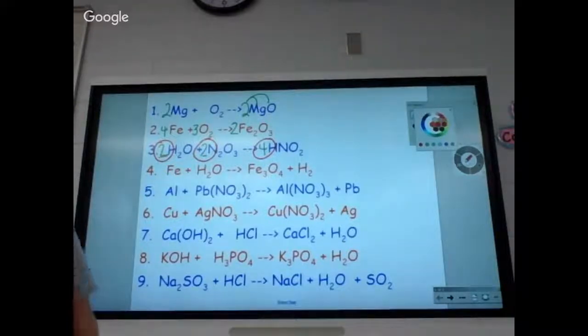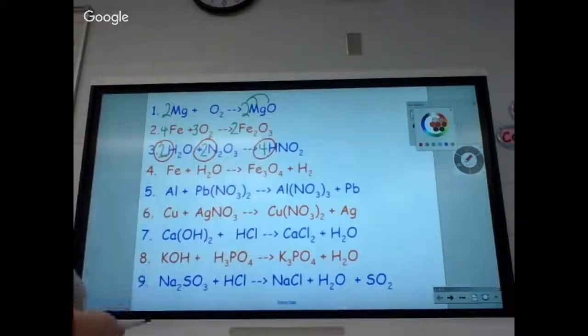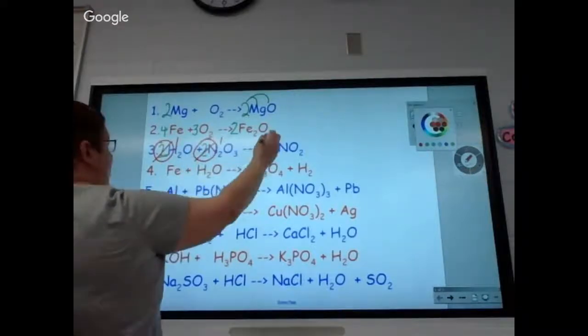Now, you only reduce if all the coefficients can reduce by the same number. So that 2, that 2, and that 4 can all be reduced by what? 2. So we're going to reduce that to 1, 1, and 2.